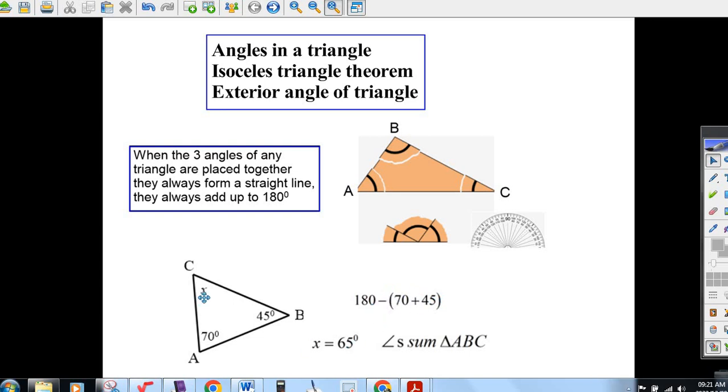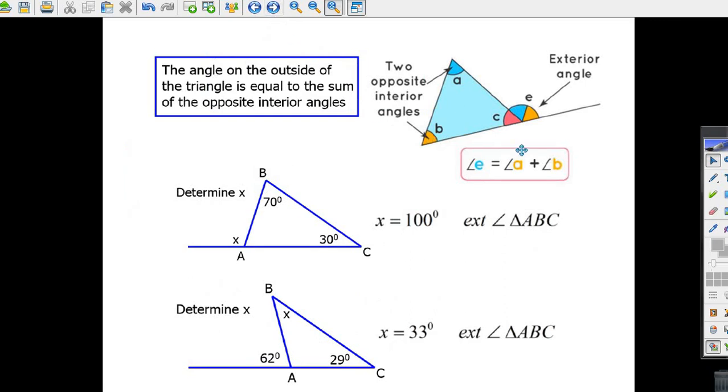Here, angle X must be 65 degrees. 180 minus (70 plus 45). And when we write the reason for that, we write angles sum, and then we name the triangle if we can. The next reason.